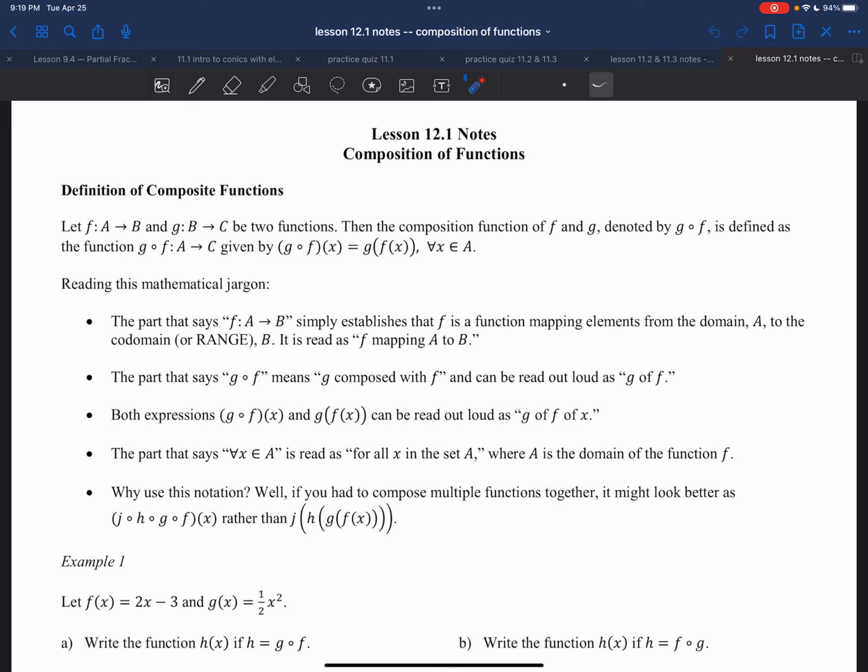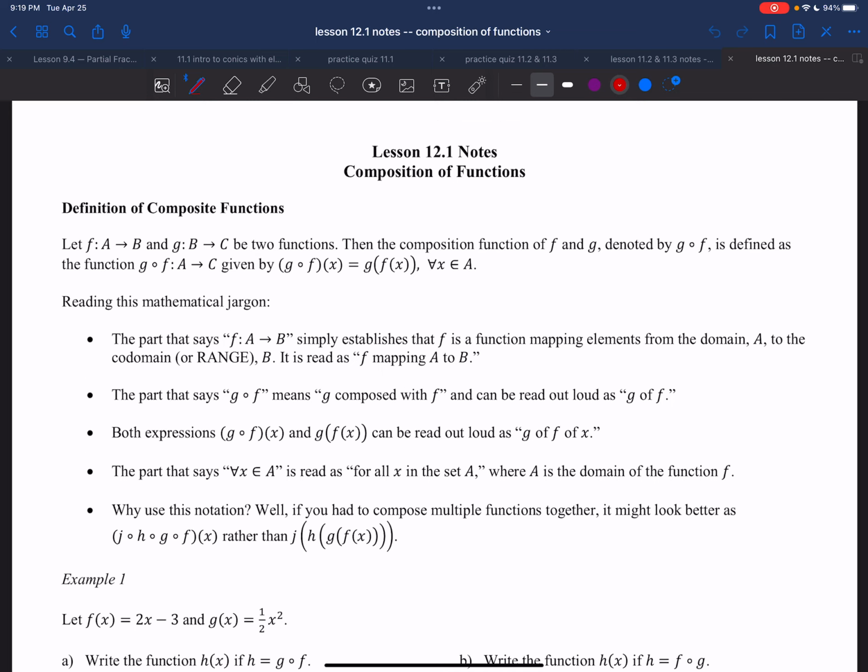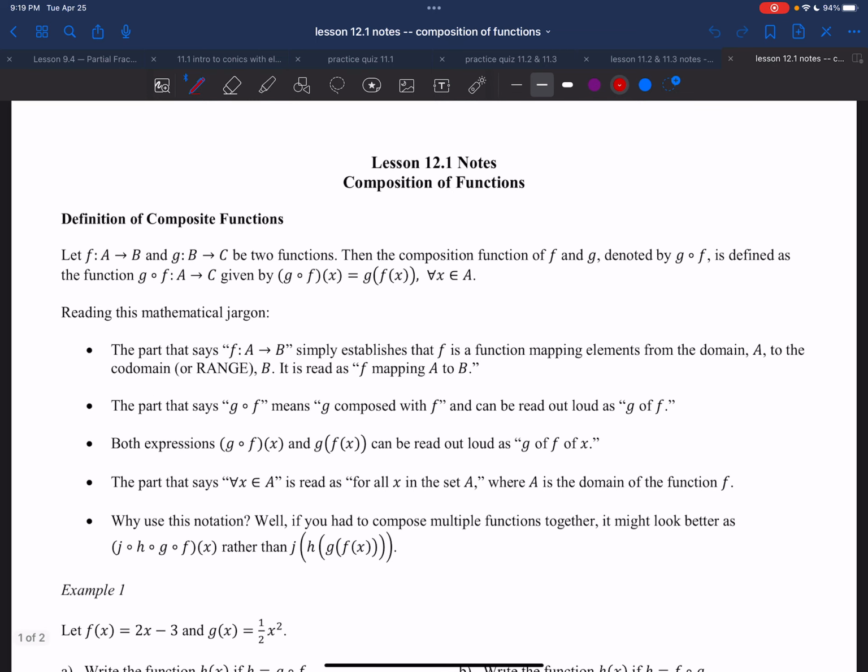There are a lot of weird symbols here, right? You don't see the word mapping here. You don't see the word composed here. What is that upside down A? Well, this means for all. And so basically what this is saying, and maybe I'll make a little picture here, is that here I have the set A, and here's the set B. I'm going to take things from the set A and map them to set B, and that relationship between those elements is the function f.